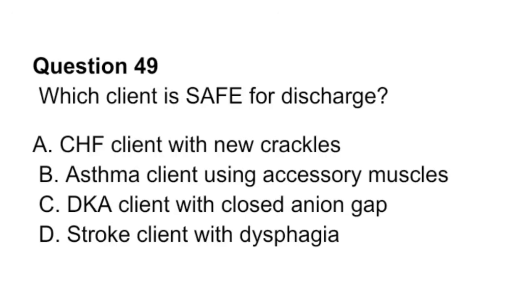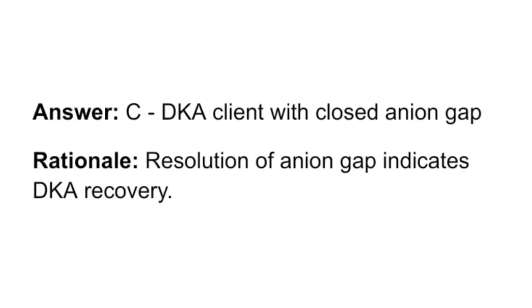Question 49. Which client is safe for discharge? A. CHF client with new crackles. B. Asthma client using accessory muscles. C. DKA client with closed anion gap. D. Stroke client with dysphagia. Answer C. DKA client with closed anion gap. Rationale. Resolution of anion gap indicates DKA recovery.